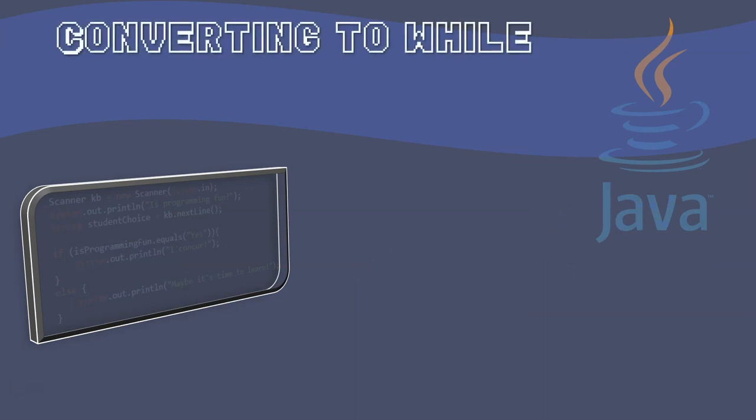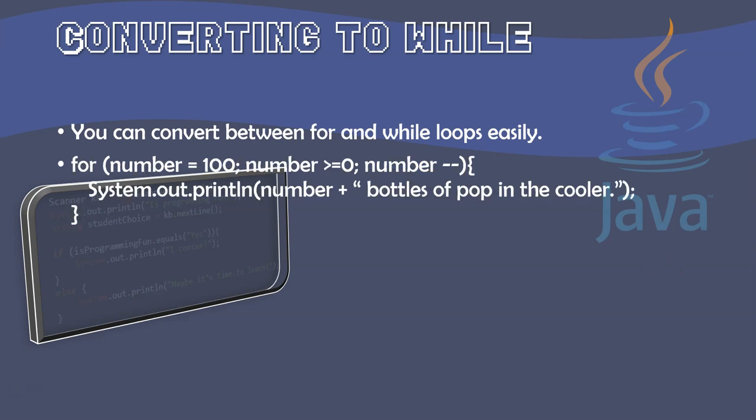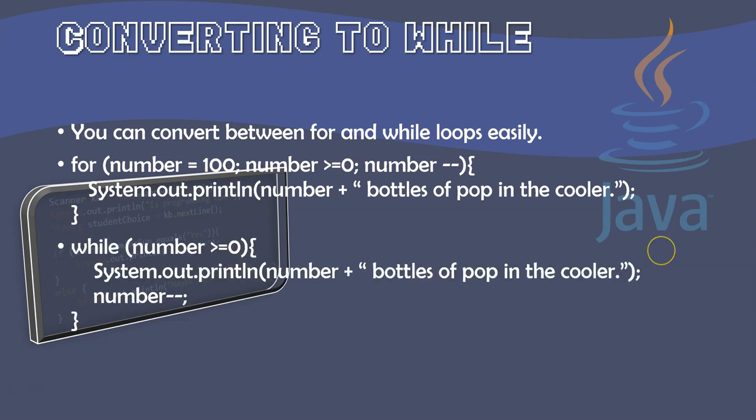Now, it's very easy to convert a for loop to a while loop or a while loop to a for loop, and there are ways for both of them to be a better implementation, but the process of doing so is pretty easy. So for example, we look at this one: for number equals 100, number is greater than or equal to 0, number minus minus. This is how many bottles of pop we have left sitting in the cooler, so that's quite a bit of pop. While number is greater than or equal to 0, print line number of bottles of pop, we can see we have the exact same thing.